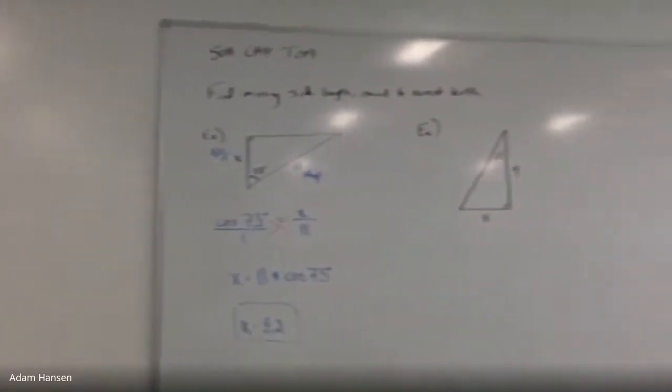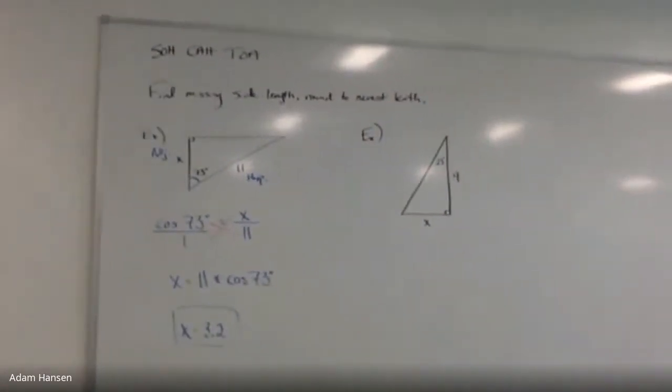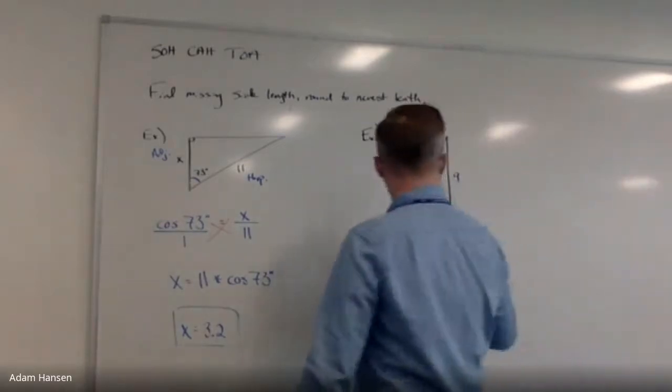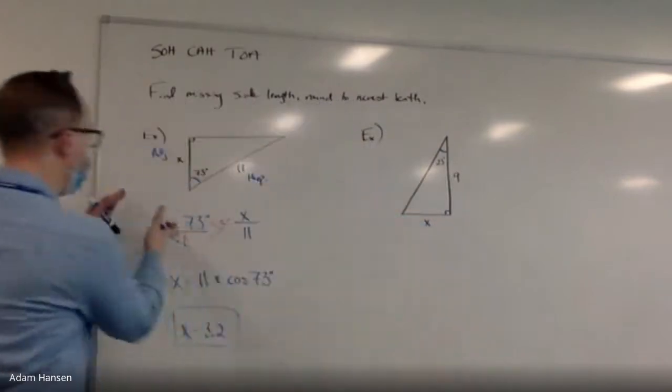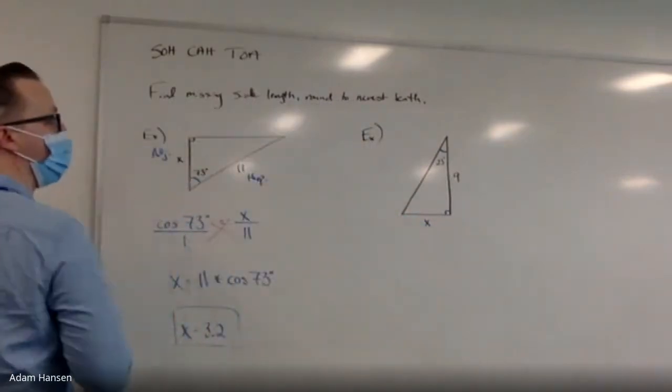Let's do another right triangle up on the board. Same game, new triangle. Find the missing side length. I have a 23-degree measured angle to use as my reference point, a side length of 9, and a side length defined as x. Like we did here, let's practice how we're going to label these.